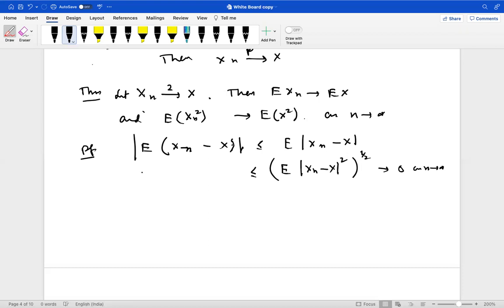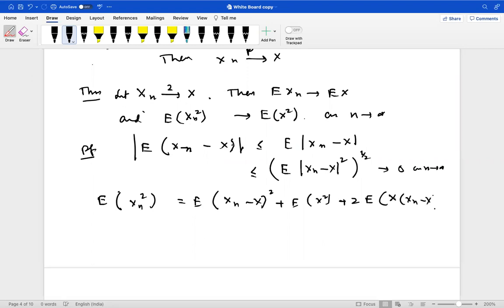So we have to use the Cauchy-Schwarz inequality. We just write the expectation of Xn square as the expectation of Xn minus X whole square, plus the expectation of X square, and then plus twice the expectation of X into Xn minus X. And we see that this part goes to 0, and this part goes to 0. It is given to us. And what about this part?